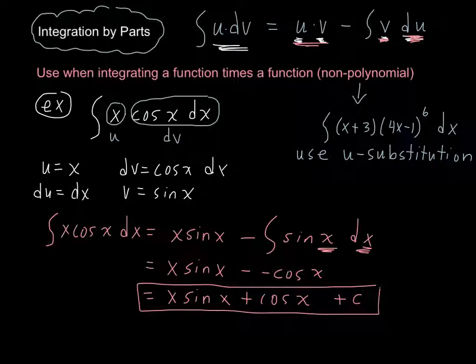Now I would encourage you to check this by doing your product rule. You would have to do your product rule on this x times the sine of x, and then the derivative of this cosine would be negative sine. Combine your like terms, and you would see that you end up with what we started with back up here. So off to the side, I would encourage you to do that.